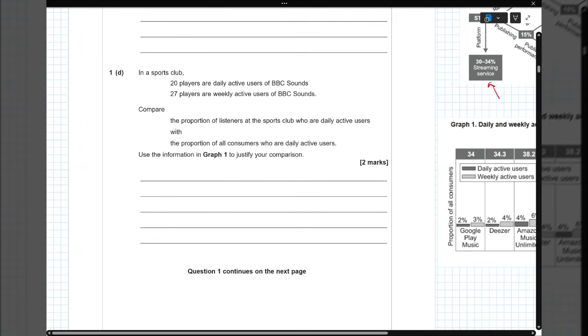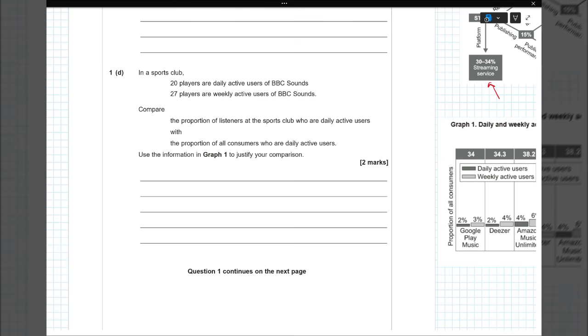Okay, question 1D. Now 1D, there's several methods. I'm going to show you my method. So in a sports club, 20 players are daily active users of BBC Sounds, 27 are weekly active users. Compare the proportion of listeners at the sports club who are daily active users with the proportion of the customers who are all daily active users. That's like all of them.